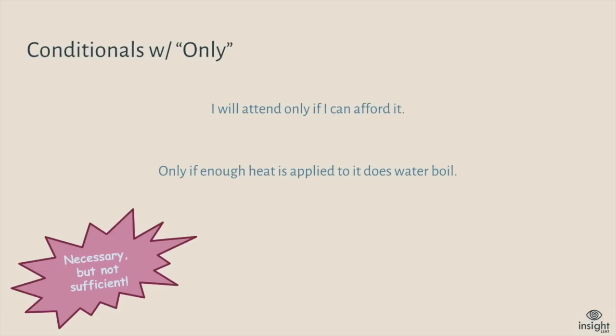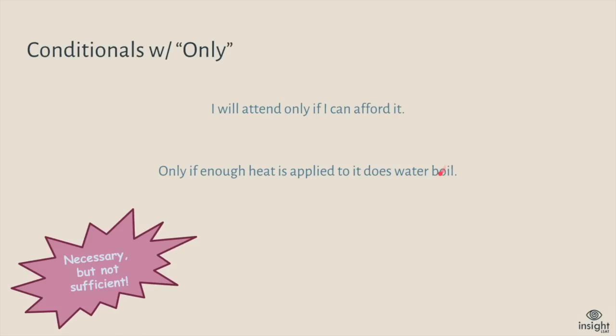It's kind of tricky. You look at it here, it might seem to you upon reading this naturally that this is a sufficient condition, that I will attend if I can afford it. But that's not what this says. It doesn't say I will attend if I can afford it. It says I will attend only if I can afford it. And on the LSAT, you need to understand that statement as presenting a necessary but not sufficient condition.